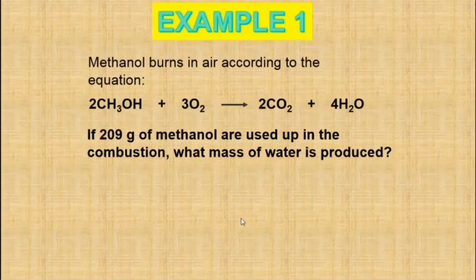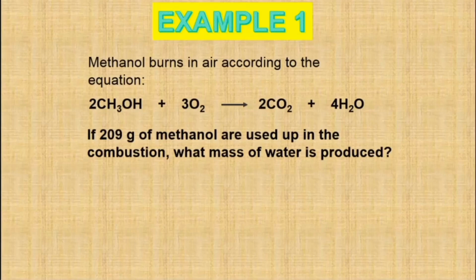Now let's start with the first example, example 1. We have methanol, which is an alcohol, burning in air according to the given equation. So we have 2 moles of methanol reacting with 3 moles of oxygen to produce 2 moles of carbon dioxide and 4 moles of water. Let's say the methanol used in this reaction is 209 grams, completely combusted. What mass of water is produced in this reaction?